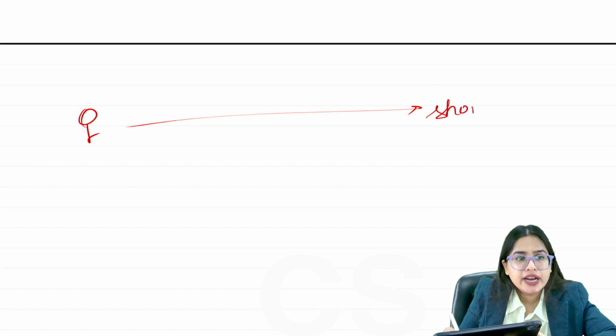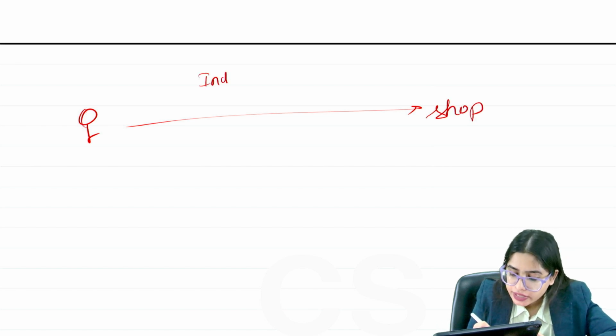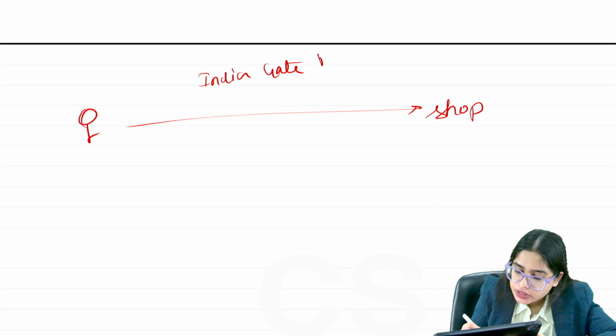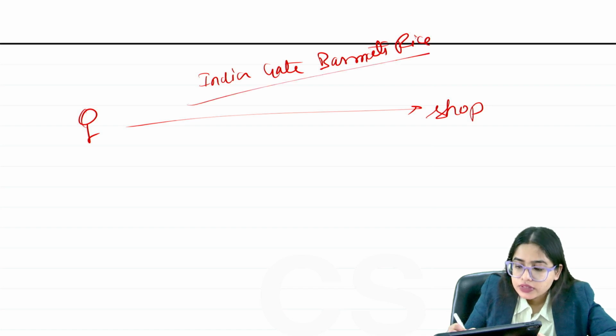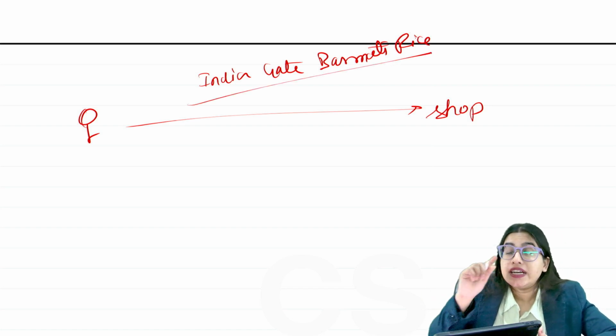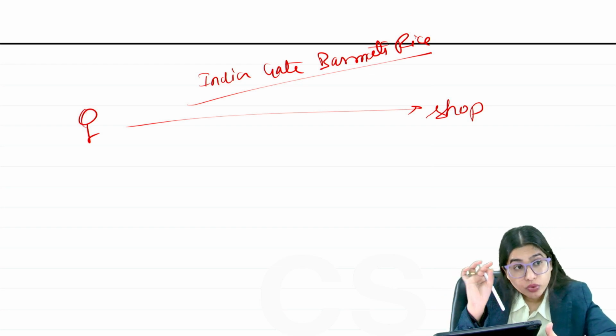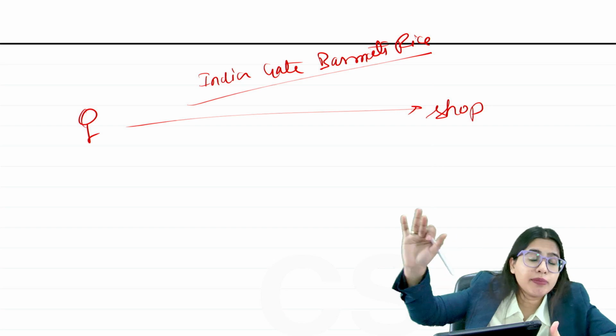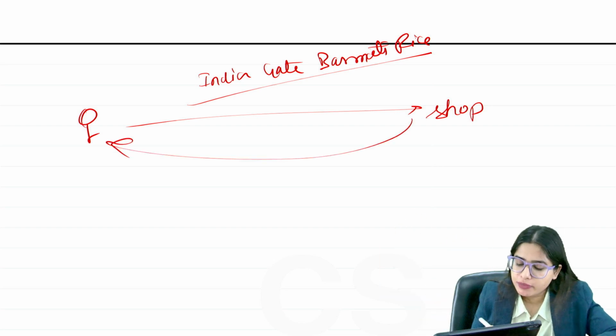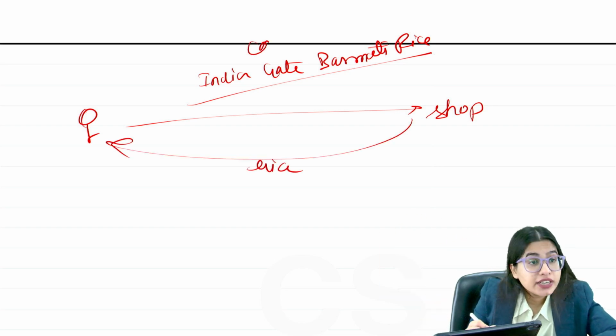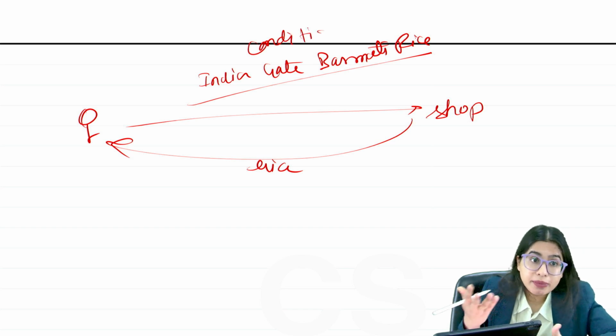I went to the shop and said, I want India Gate Basmati rice. I want only this brand of rice, India Gate Basmati rice. The shopkeeper gave me rice. Is this a condition? The answer is yes. This is my main purpose of buying rice.